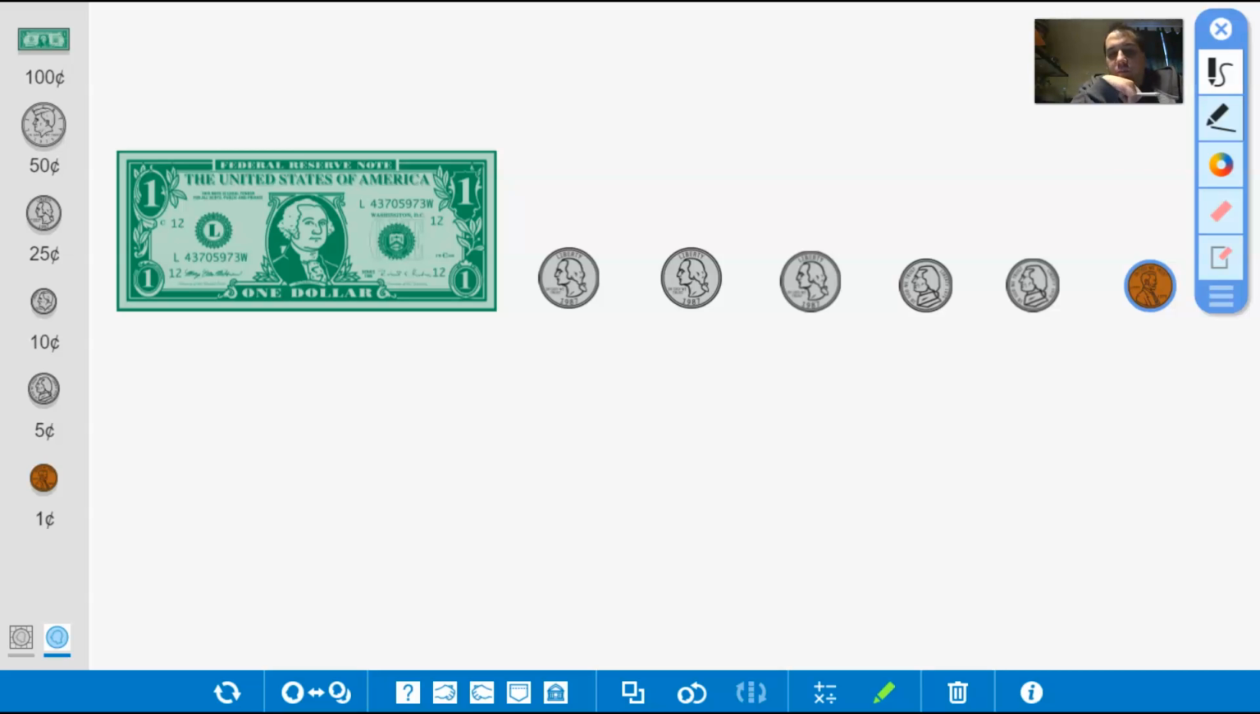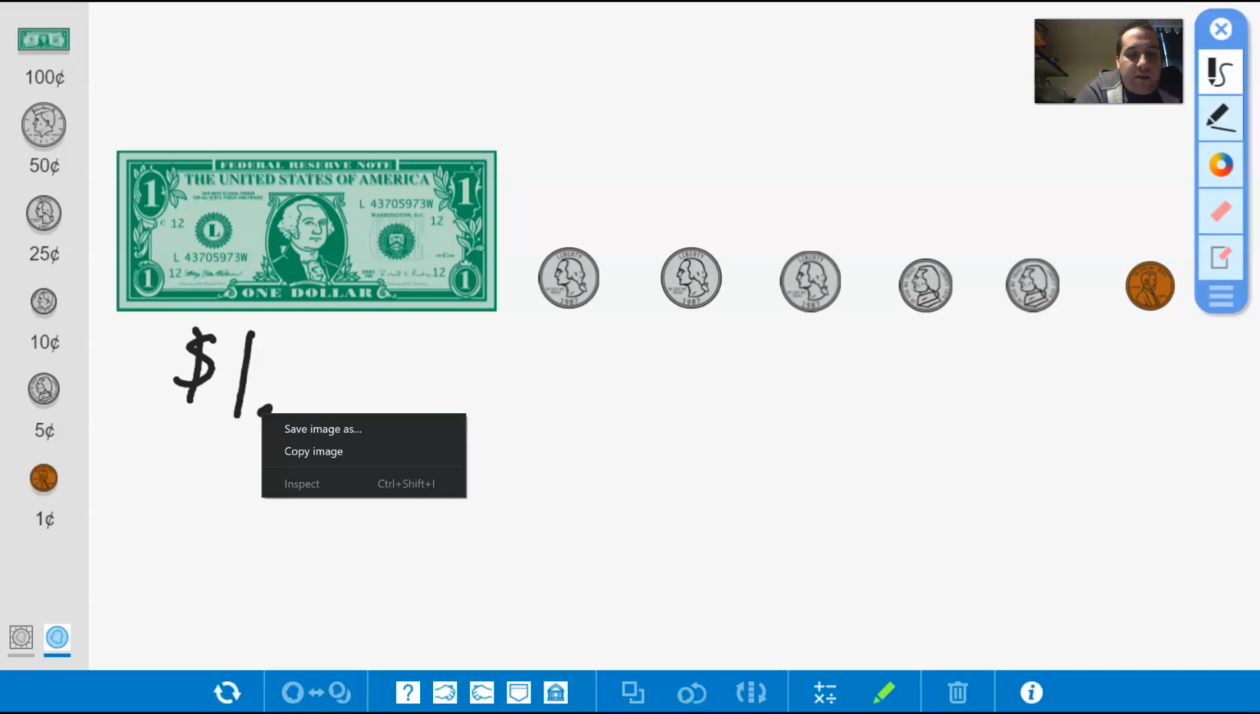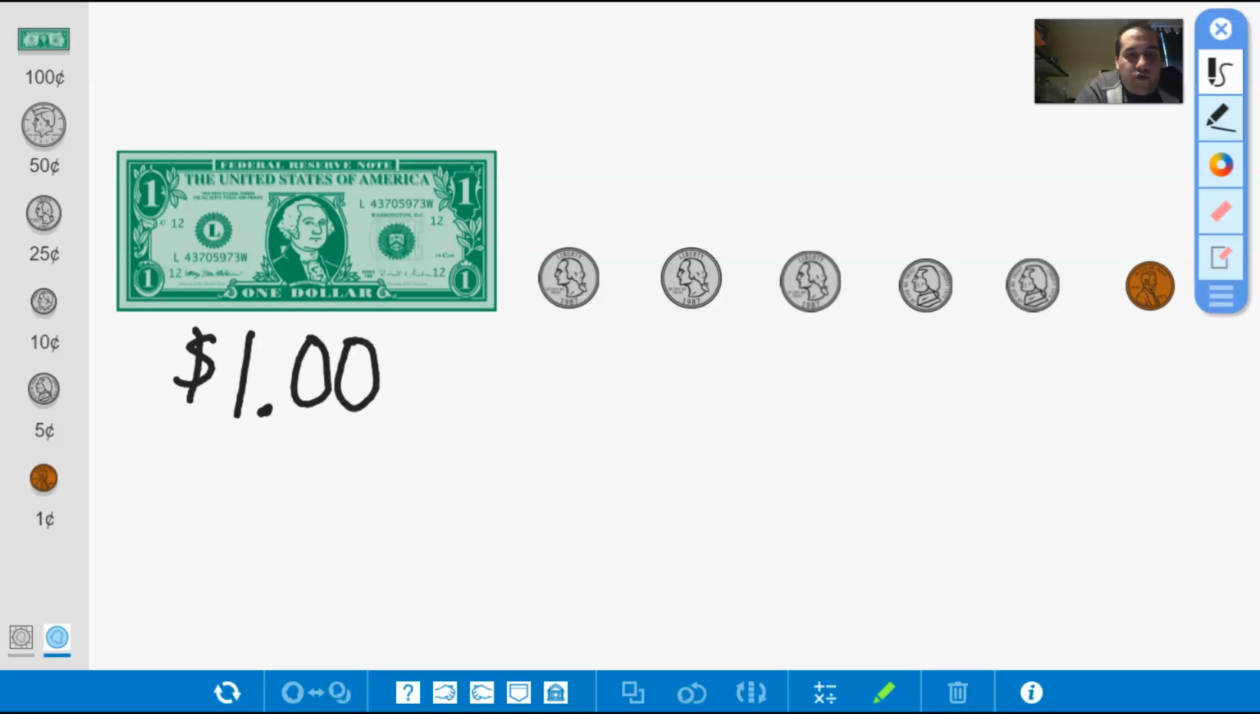Now in this section, boys and girls, we're simply going to count money, and we have a dollar bill. So follow along and we'll get through this. We know a dollar is worth a dollar. So right underneath it, I'm going to write a dollar sign, 1, a decimal point, and that's going to be important in just a moment. You'll understand why. And then 2 zeros. You'll understand why in a minute.